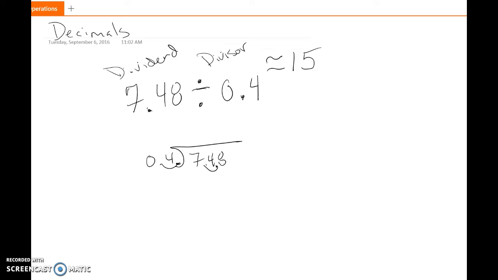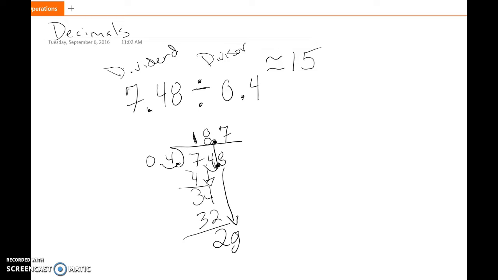How many times does 4 go into 7? Once. 1 times 4 is 4. I subtract. I bring down. How many times does 4 go into 34? 8 times. 8 times 4 is 32. I bring down. And notice this: here's my decimal point. I have to bring it straight up. It goes right there in the quotient. So now how many times does 4 go into 28? 7 lovely times. Nice and easy.